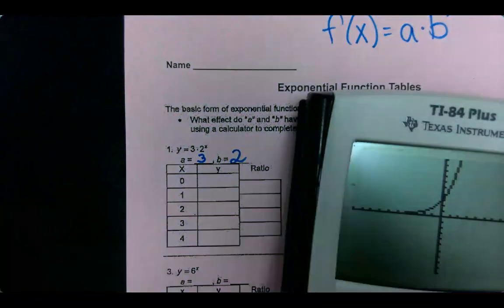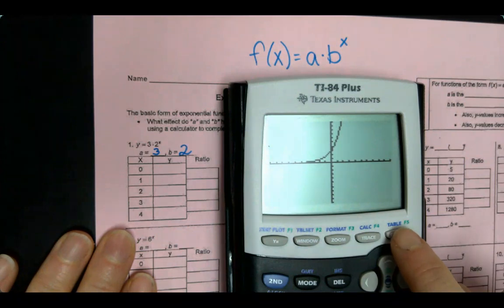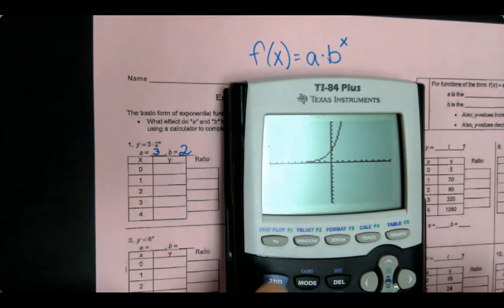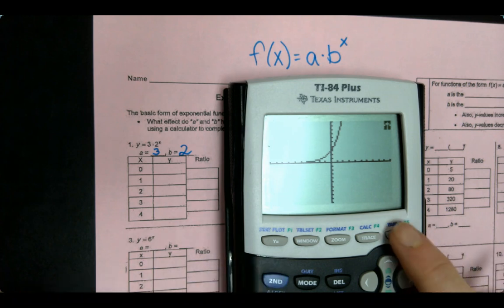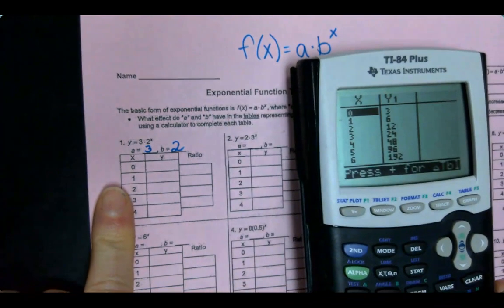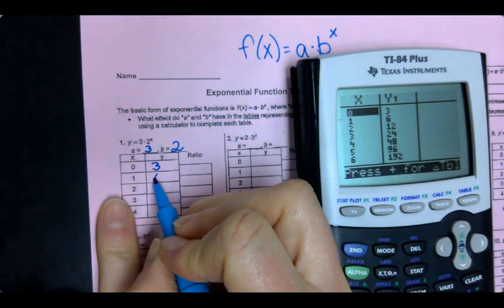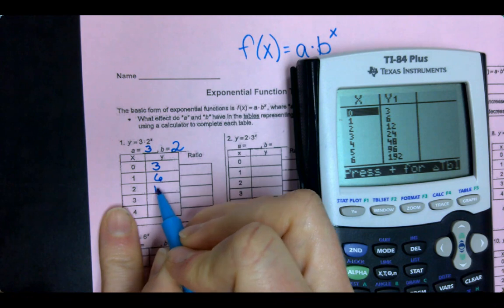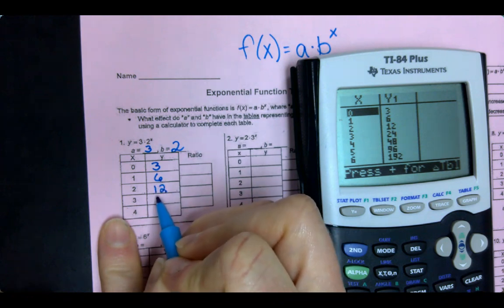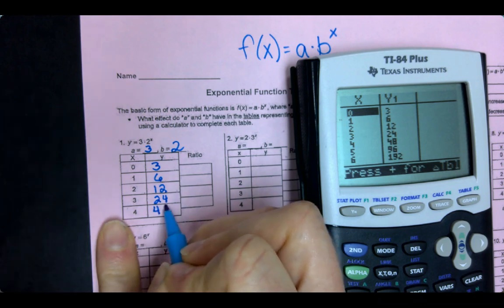So we're going to use our calculator to look at the table. To get to the table, see how that's blue? It says table in blue. So the way we get to that option is by hitting second, which is the blue button, graph. Now let's fill in the table. 0, 3, 1, 6, 2, 12, 3, 24, 4, 48.